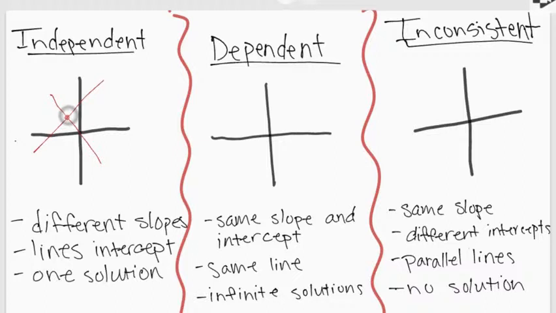A dependent solution has the same slope and intercept. It's the same line, and there are infinite solutions. So an example of this is just the exact same line. And then there's inconsistent, which is the same slope, different intercepts, and they're parallel lines, which means there are no solutions at all. So an example of this would be that.